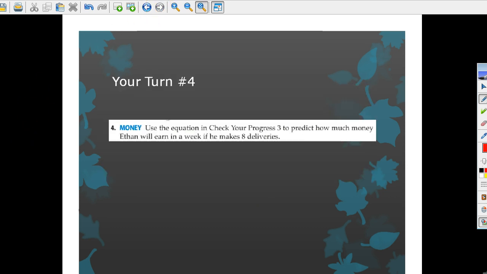Okay, so here's your turn number 4. Use the equation that you got for number 3 to predict how much money Ethan will earn in a week if he makes 8 deliveries. So use the same equation from number 3 for number 4 to predict how much he makes if he has 8 deliveries. Okay, so once you're done with this, you're done with tonight's homework.